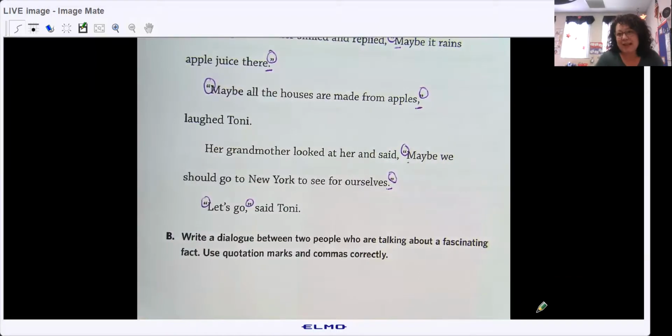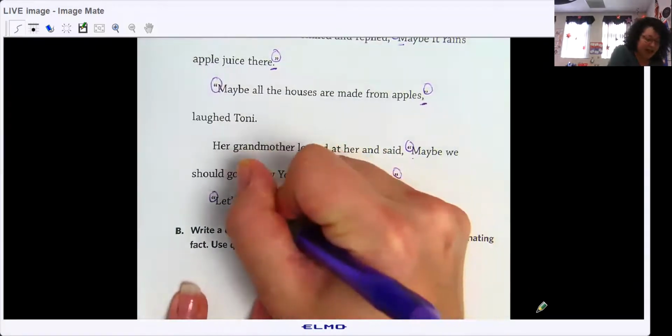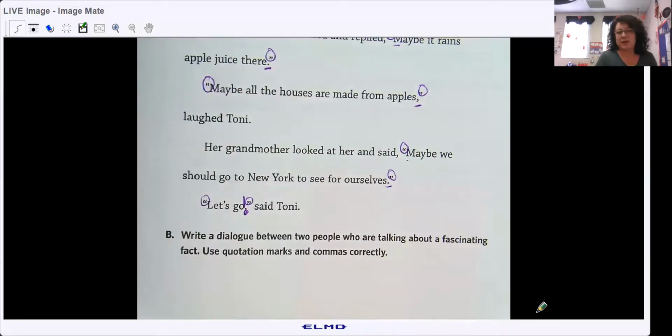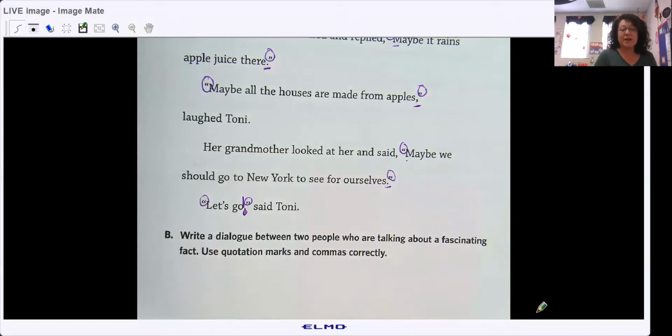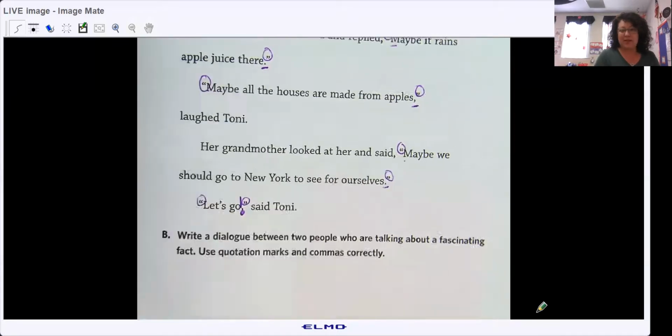Now, if she had been saying it very excitedly, we could have changed that to an exclamation mark. "Let's go" is just a statement, so that's why it's a comma. But if she shouted, "Let's go!" then I would put an exclamation mark there.